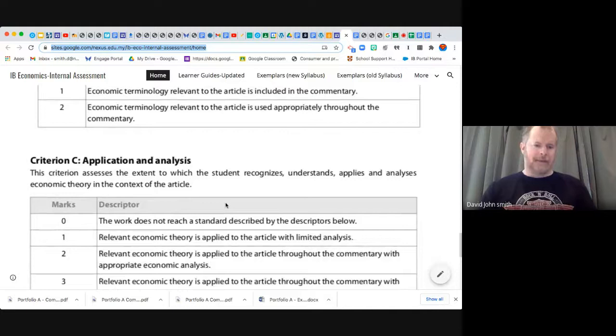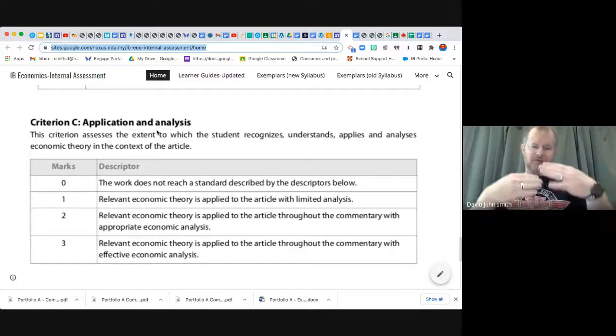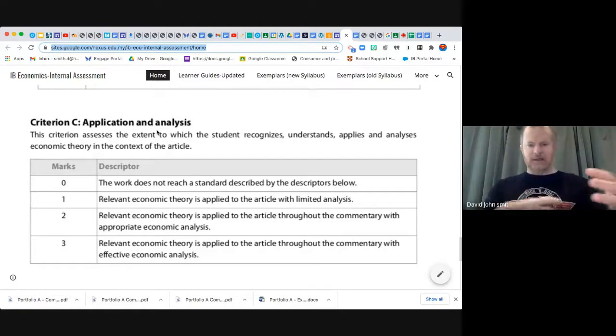Application and analysis. Now this one, it used to be in the old syllabus, this was 2 separate criteria, application and analysis. Now they've combined the 2. So you're able to recognize, understand, apply, and analyze economic theory in the context of the article. So that's quite an important bit, the context of the article.